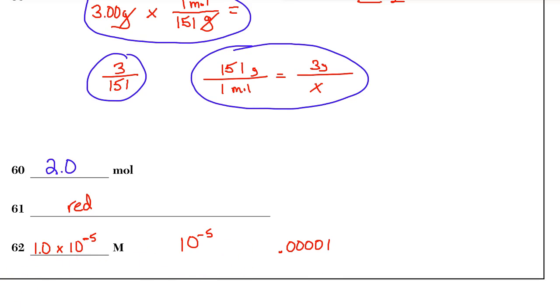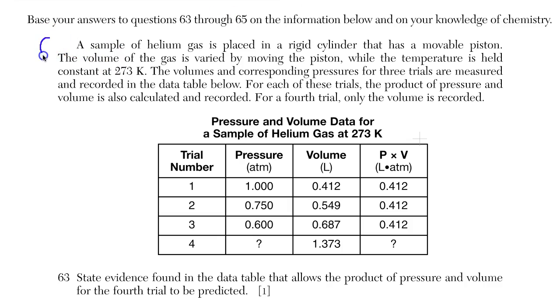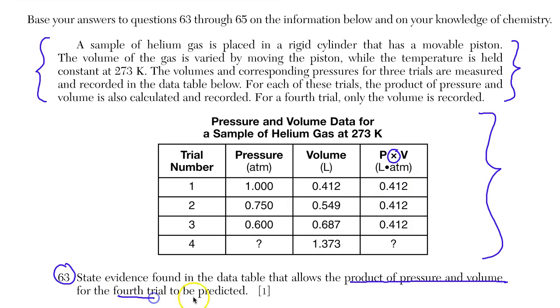It's number 63. Okay, so here we got another blurb here. And again, there's a lot of information here that may or may not be needed. So don't think that your question needs to find something in this area. So we have also a data table that is going with this question that is definitely going to be worked on and utilized. So in 63, we're going to state the evidence found in the data table that allows for the product of the pressure and volume, product means multiply, for the fourth trial to be predicted.